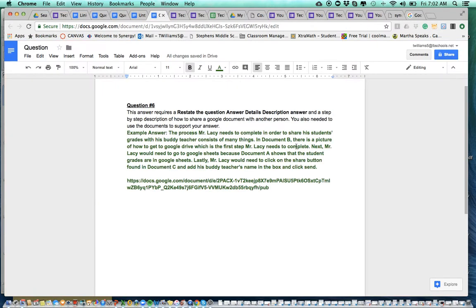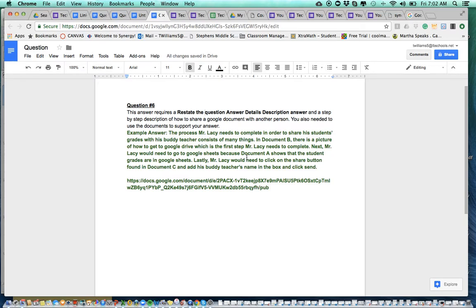And then the next one says, next, Mr. Lacey would need to go to Google Sheets because document A shows that the student grades are in Google Sheets, right? I've now explained the first 2 steps on how they need to actually share it, and I use the documents in my answer. And then lastly, Mr. Lacey would need to click on the share button found in document C and add his buddy teacher's name in the box and click send. So again, this is how you use a RAD answer and also how you use your documents to support your answer. So again, RAD answer and documents to support your answer when you actually answer question number 6.